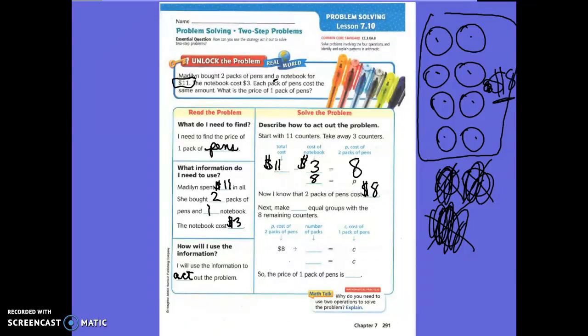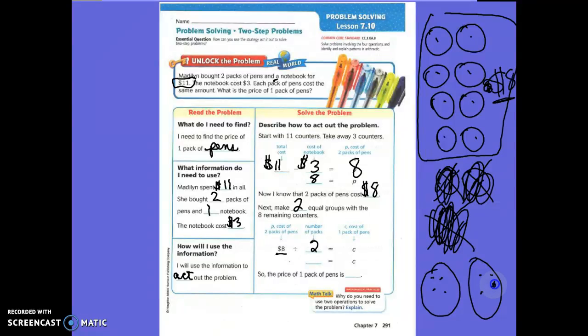How many equal groups for the pens? How many packs of pens did we buy, guys? Two. So how many groups should we have? Two. You should have two equal groups with the eight remaining counters. The cost of the two packs of pens is $8, and we bought two packs, so you are dividing 8 divided by 2. You have two groups. Divide the $8: $1, $2, $3, $4, $5, $6, $7, $8.